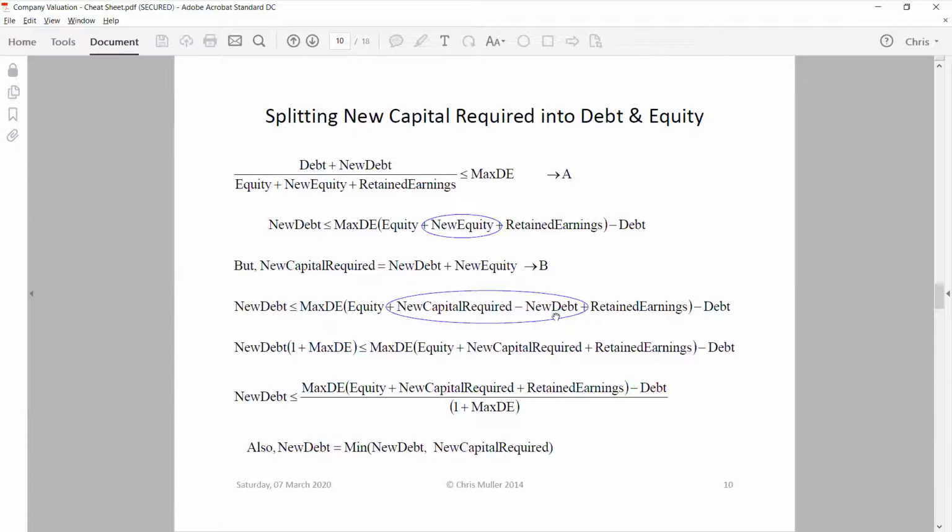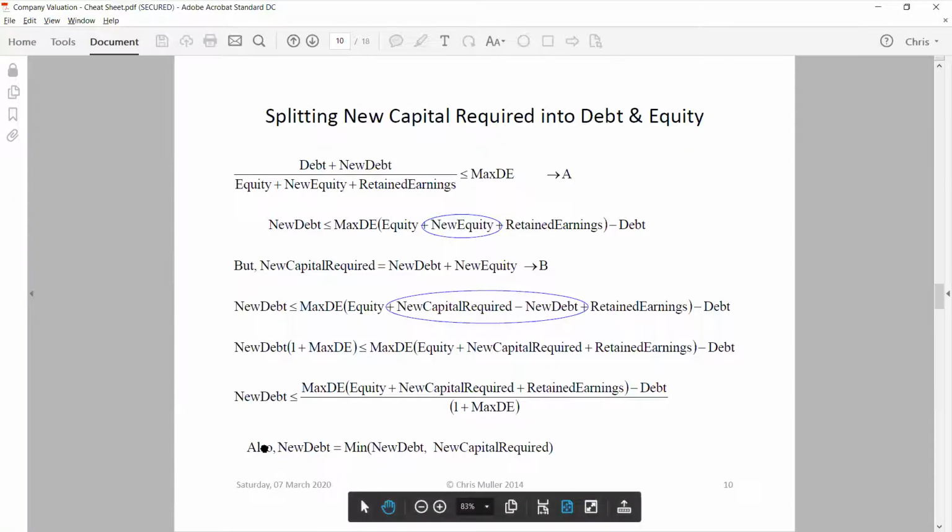But we'll multiply it out and do some algebra, and we can finally show that the new debt must be less than or equal to, have a look at this, our last year's equity, plus any new capital required, plus any retained earnings. That's equity. Multiply that equity by a debt equity ratio, that turns it into debt. Subtract the debt that we currently have, last year's, and then divide it by 1 plus our maximum debt equity ratio. That sort of makes sense, but this is just algebraically correct. We've now got a formula.